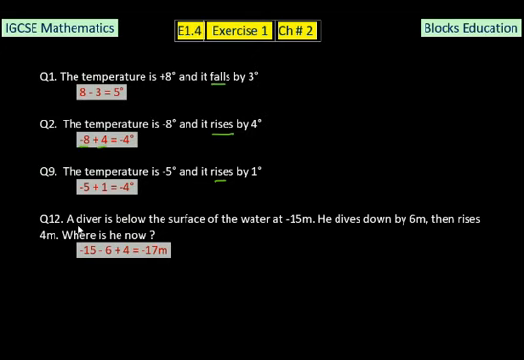In question number 12, it says a diver is below the surface of the water at minus 15 meters. He dives down by 6 meters, then rises 4 meters. Where is he now? So we have to start with minus 15, and then it says dives down. Down means you have to subtract. You have to subtract 6, and then it says rises, it means that then you have to add 4. So this is the addition sign here. So minus 15 minus 6 plus 4 makes minus 17.